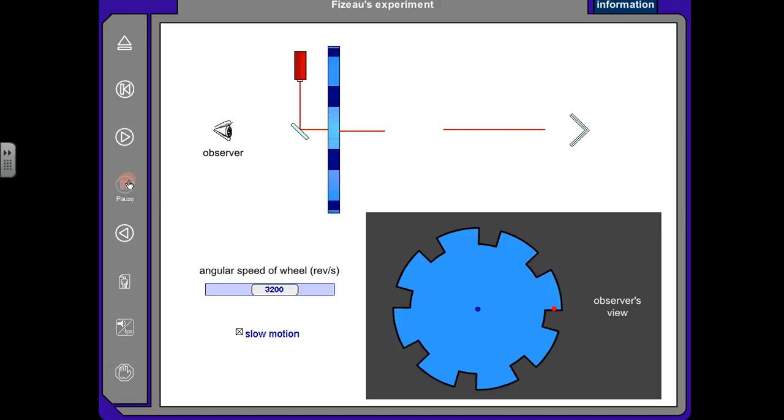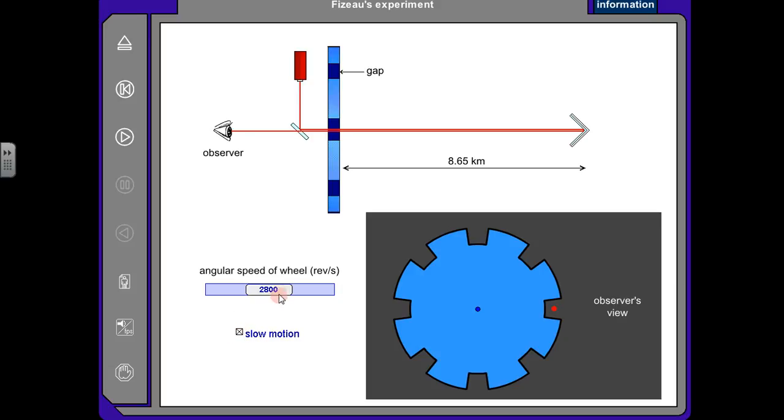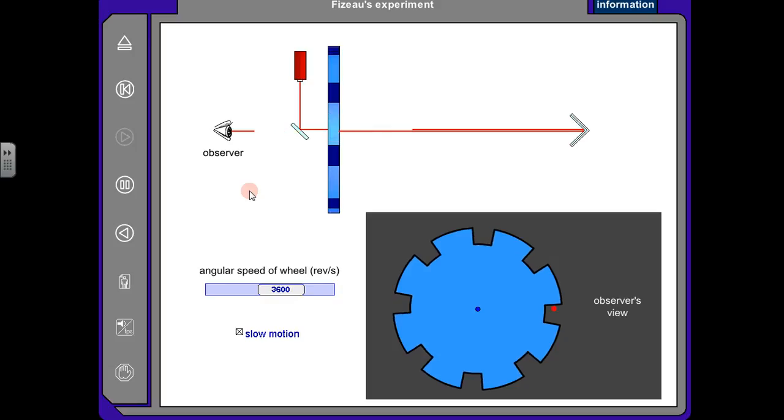We're going to have to pause this. Pause, measure the length of the ray, do some calculation, and tell me how long it is. Reset, slow motion. That was 32. We're going to 36. Okay, so now we're at 36. And we need the apparatus to give us the length of a ray.